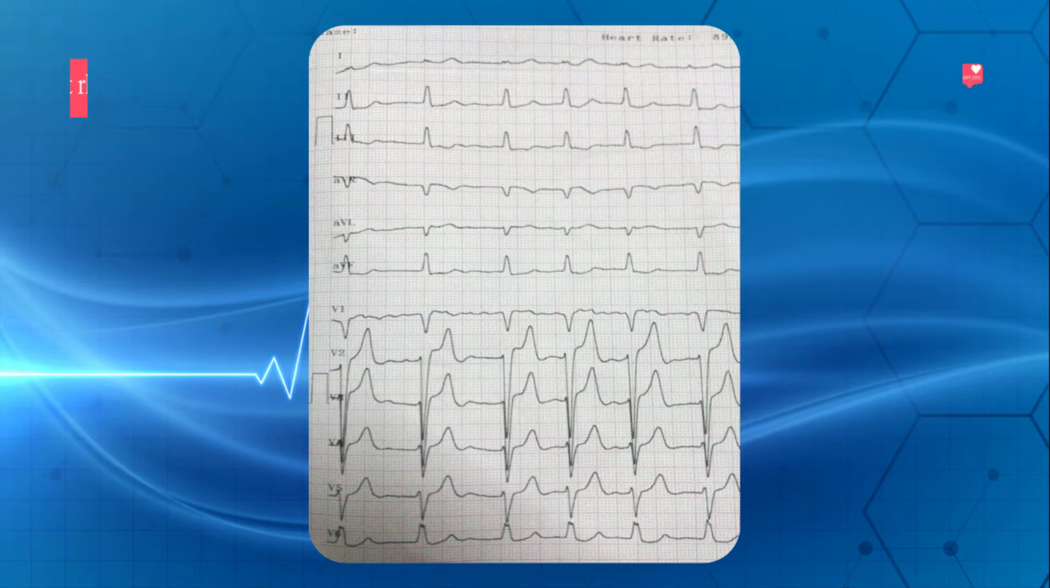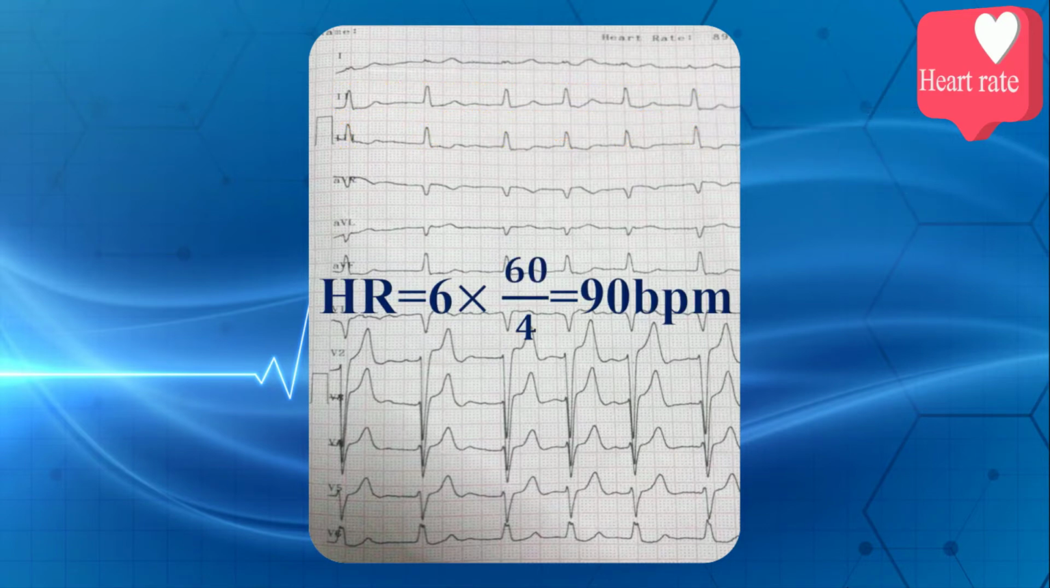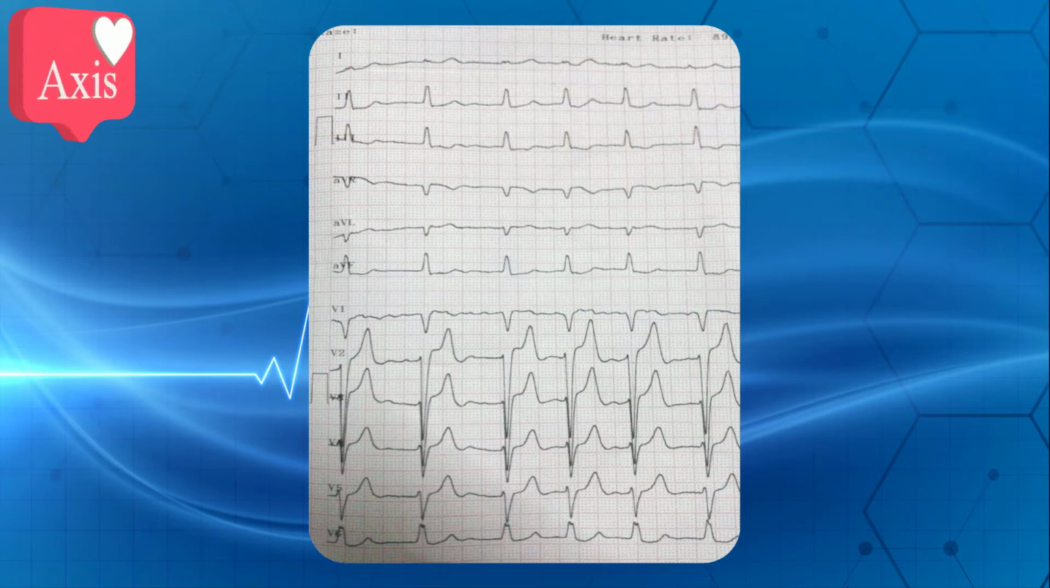Third item is heart rate. There are 6 beats within 20 large boxes. Every large box is 0.2 seconds, which means that there are 6 beats in 4 seconds. So, the heart rate is 90 beats per minute. Fourth step is axis analysis. The QRS complexes are positive in D1 and D2. So, the electrical axis is normal.